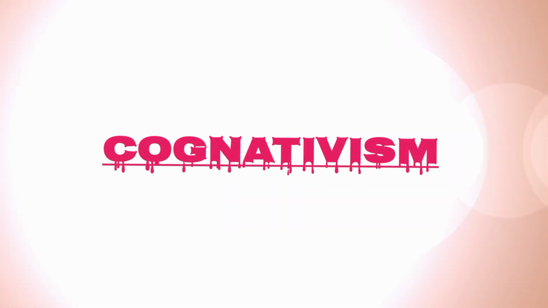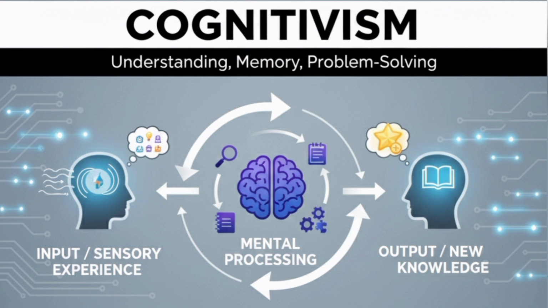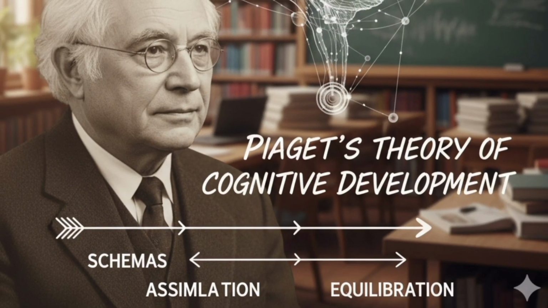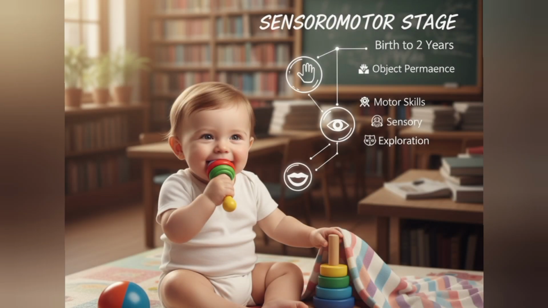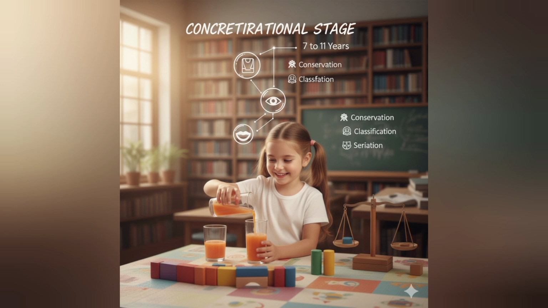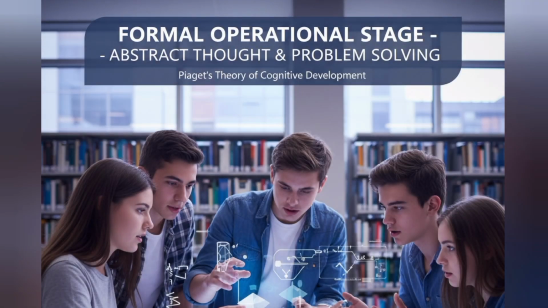Now, next we have cognitivism, which focuses on what happens inside the mind. Cognitive theorists like Piaget and Jerome Bruner believe that learning is not just about behavior, but about understanding, memory, and problem solving. Piaget explained that children pass through stages. The very first stage is sensory motor, 0 to 2 years, learn through senses. Pre-operational, 2 to 7 years old, think symbolically but not logically. Concrete operational, 7 to 11 years old, logical thinking about concrete objects. Formal operational, 11 plus years old, abstract and hypothetical thinking.